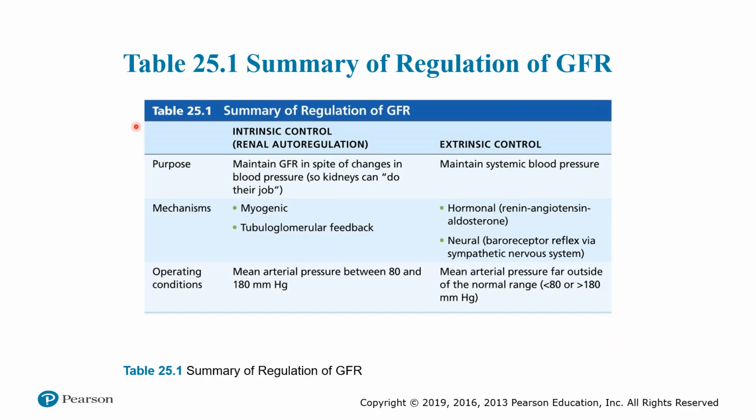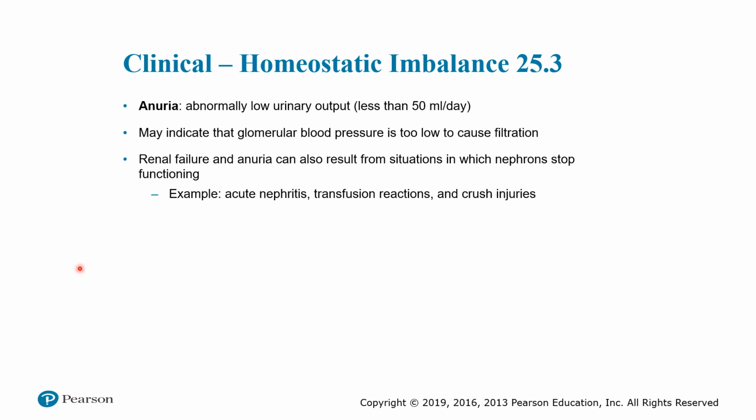This table summarizes everything we went over, so you can go over it. Now, what can go wrong in GFR, in the glomerular filtrate? Anuria is a term used when the urinary output is very low, less than 50 ml per day, and it indicates that the glomerular blood pressure is too low to cause filtration.